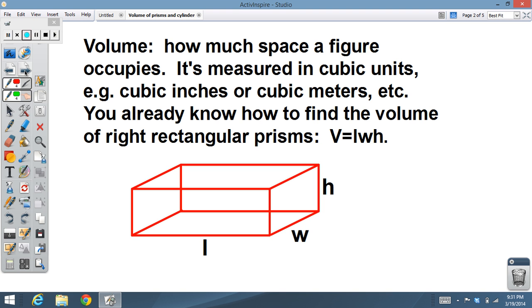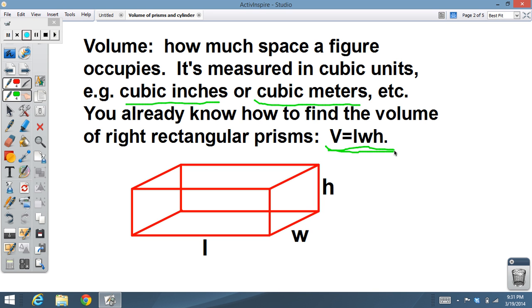Pretty much, volume is how much space something occupies. How much water will it displace? How much air does it take the space of? It's three-dimensional, so its units are cubic inches, cubic meters, or cubic feet. You already know how it works because you have already used this formula in the past.